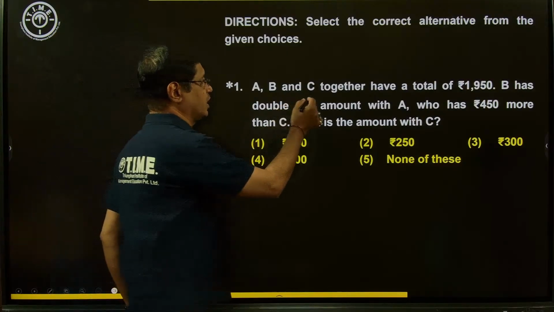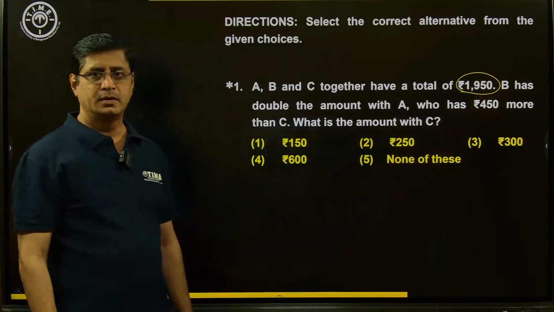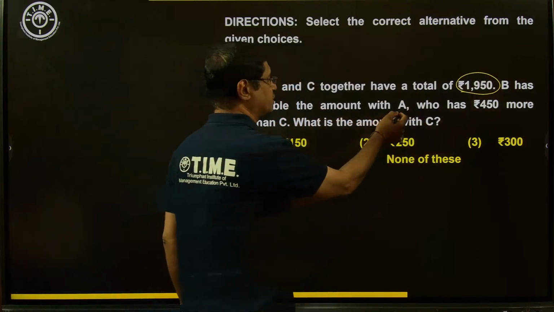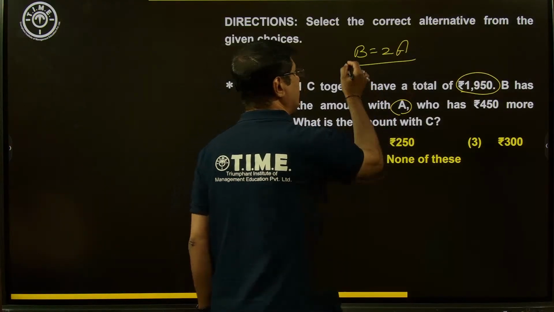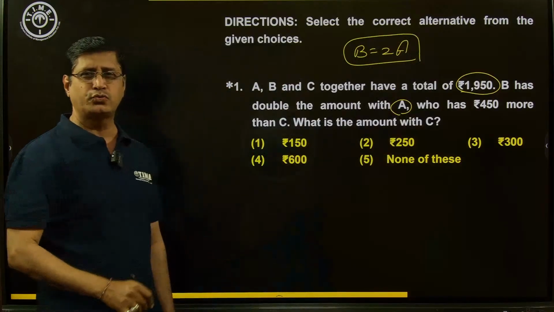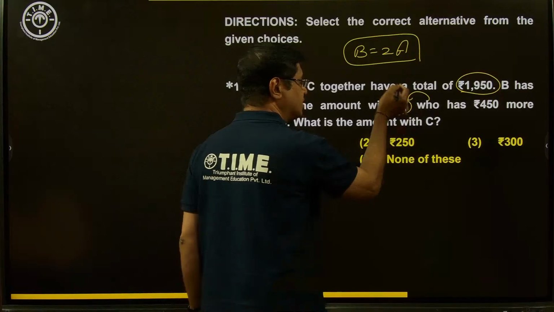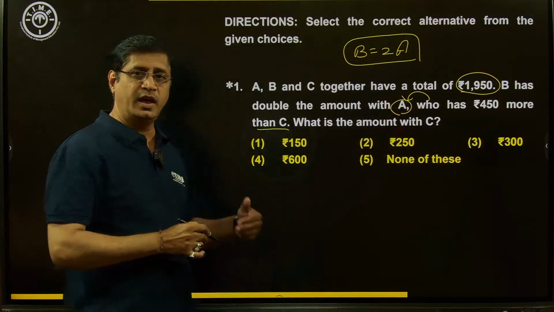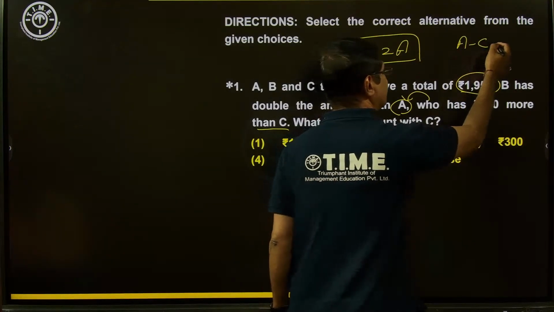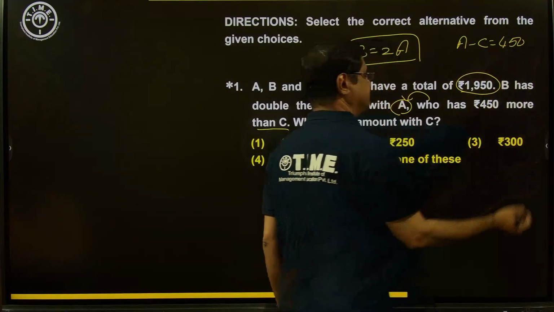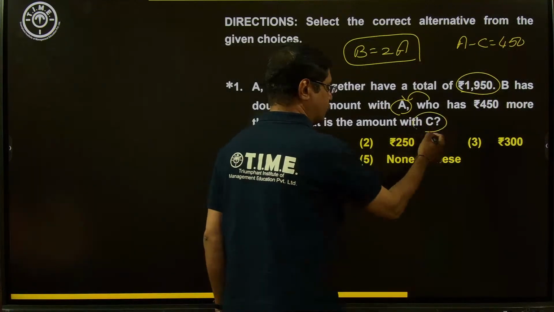A, B and C together have a total of rupees 1950. B has double the amount with A, which means B is equal to 2A. Who has rupees 450 more than C? Who refers to A. So A has 450 more than C, meaning the difference between A and C is rupees 450. What we need to find is the value of C, the amount with C.